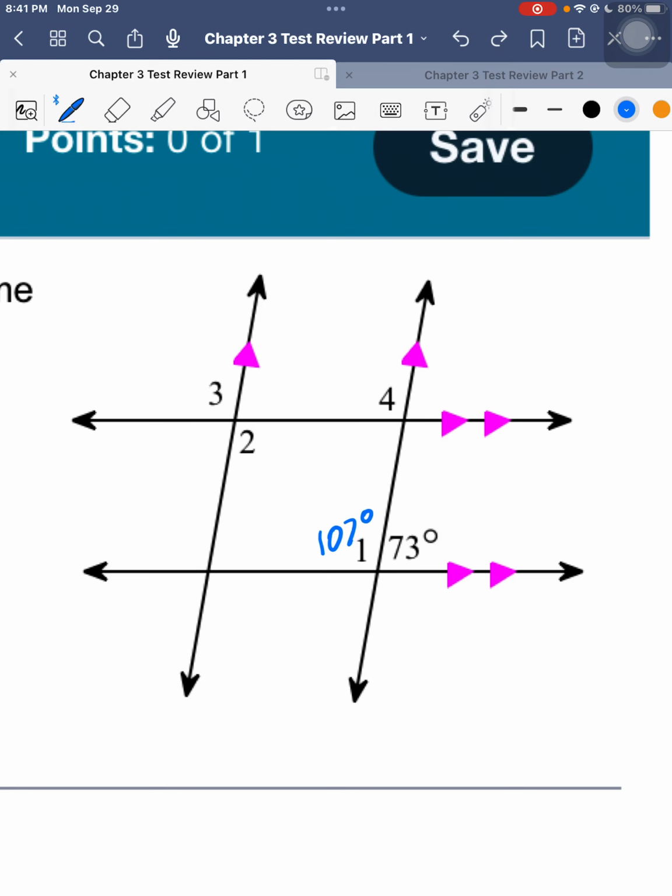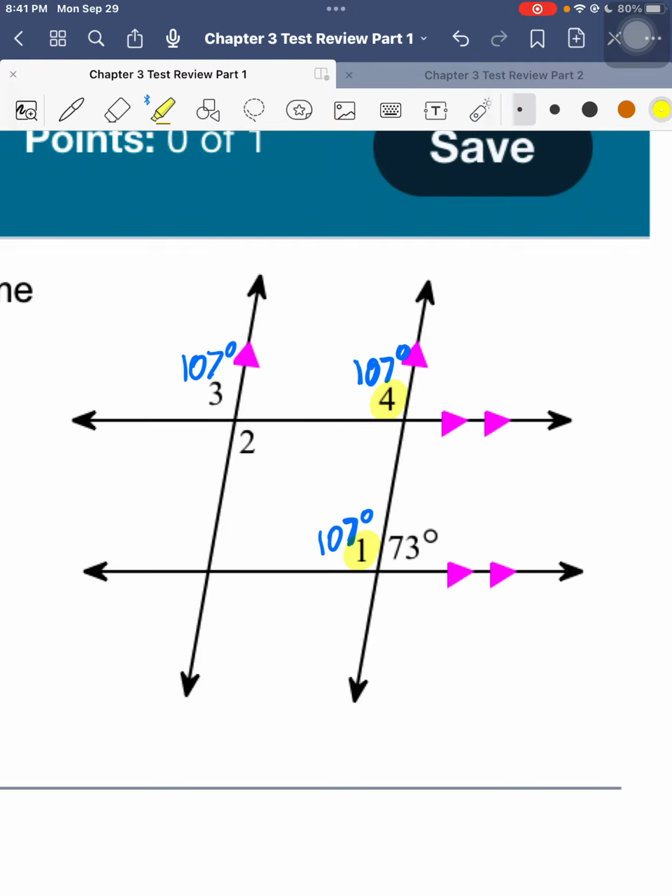Now, I know that 4, listen, I cannot go directly from 1 to 2. I can't do that. So I'm going to have to do a bunch of steps along the way. Well, I know if angle 1 is 107, angle 4 is also 107. Why? Because of the corresponding angles converse. And if 4 is 107, 3 is also 107. Why? Because of the corresponding angles theorem. Look, corresponding angle, corresponding angle.